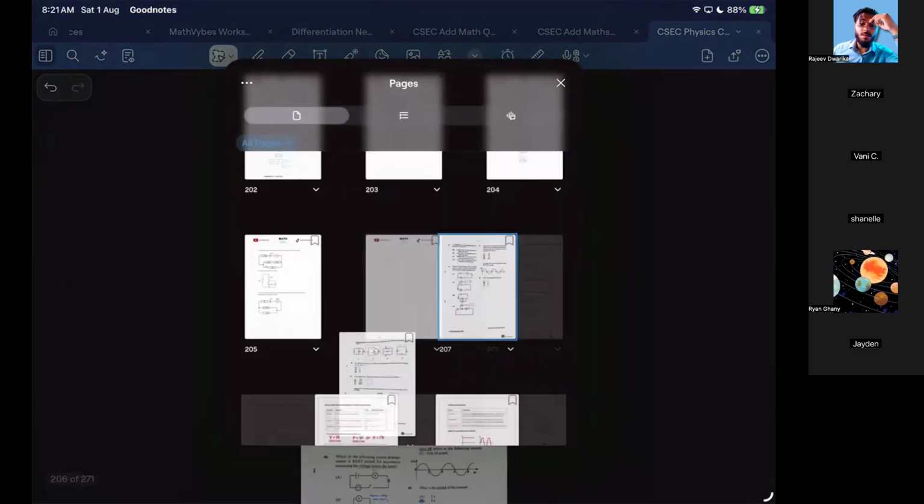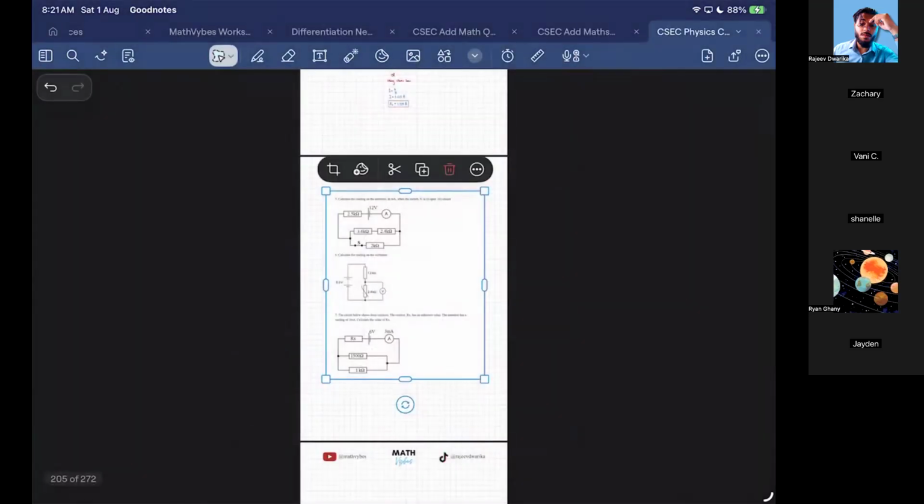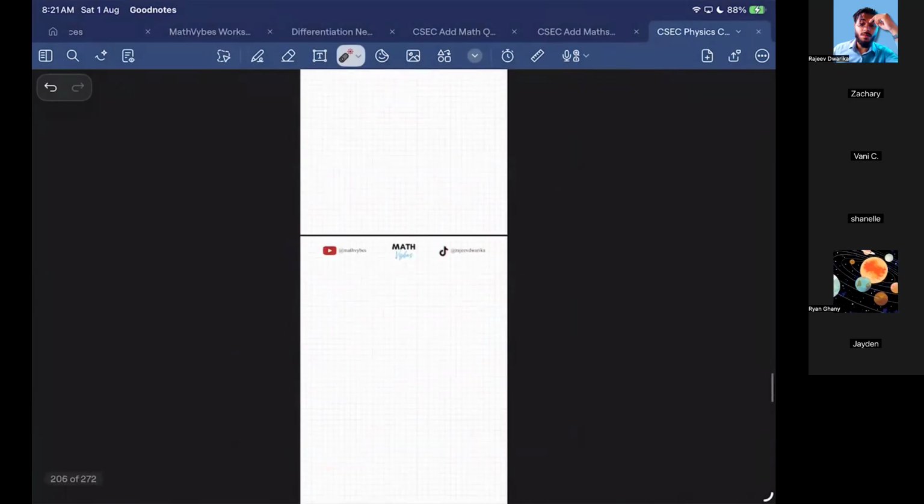So let's correct the homework. Zachary's going to help me with the first question.